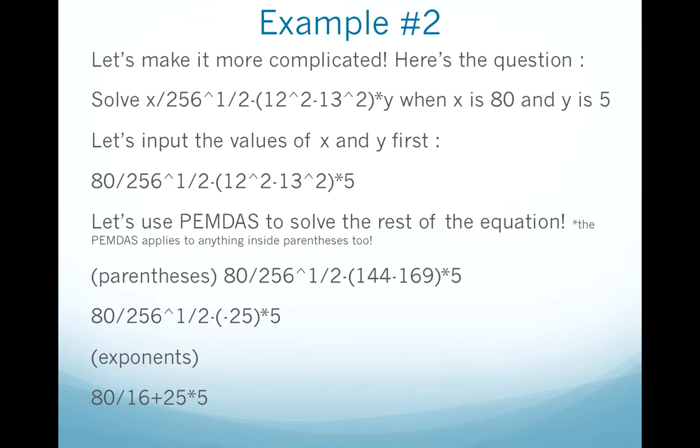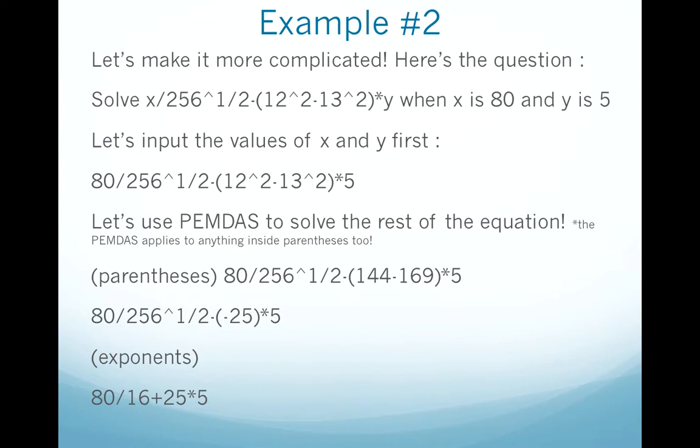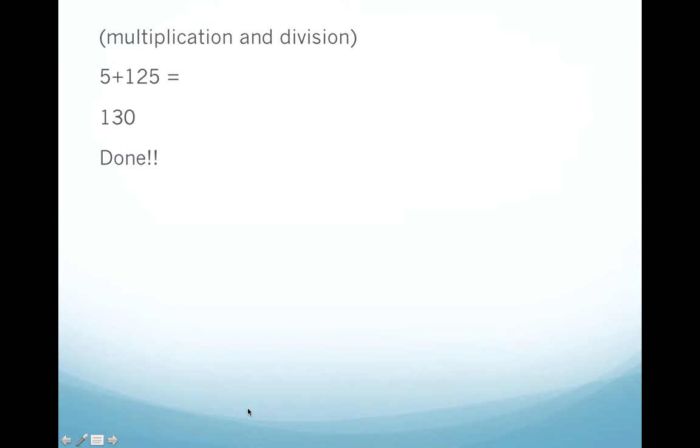It has become much simpler now. And next we're going to go in and solve the multiplication and division. Now right here we have 25 multiplied by 5 and 80 divided by 16. Once you solve that, it becomes 5 plus 125, and that equals 130.